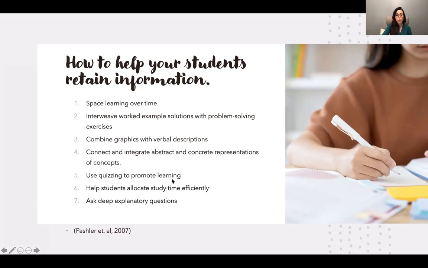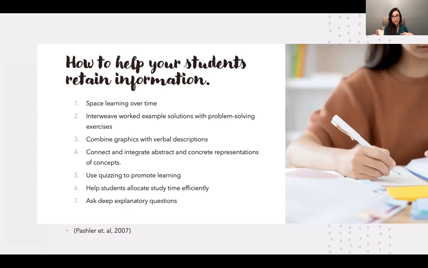Use quizzing to promote learning. This I found very interesting, and it's actually something I really didn't even get a perspective on from the research until I actually wrote that whole curriculum. So originally I did not have quizzes in my curriculum because I thought, oh, we're going to have a midterm exam, it'll be fine. But actually quizzing students on the work is what it takes to help them remember.